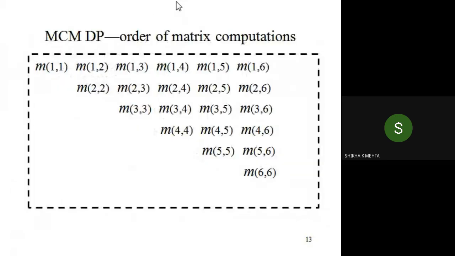Let us do one problem. Here you see the order of matrix computation. How are we going to compute the matrix? We are going to compute the matrices with the minimum difference first. The minimum difference is here: 1 minus 1 is 0, 2 minus 2 is 0, 3 minus 3 is 0. So we are going to compute the values of these matrices first, where the difference is minimum. Here the difference was 0 and i is equal to j, so we just put zeros over here. So first of all, we are going to compute the matrix like this.